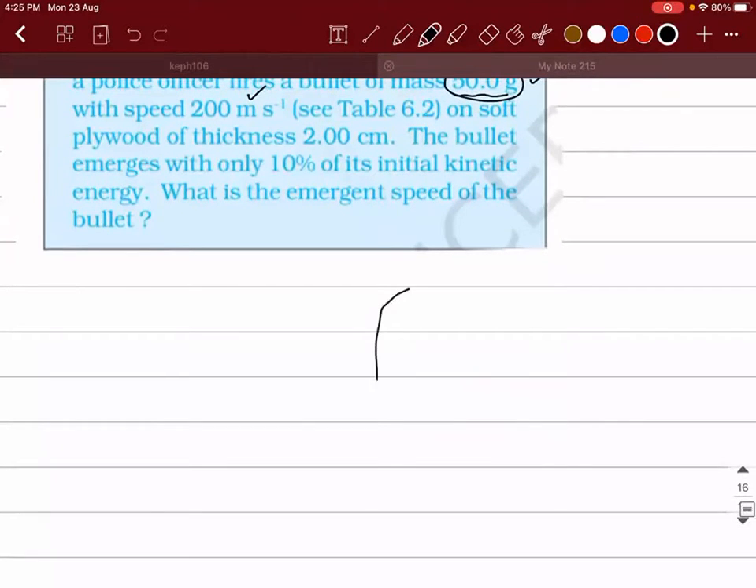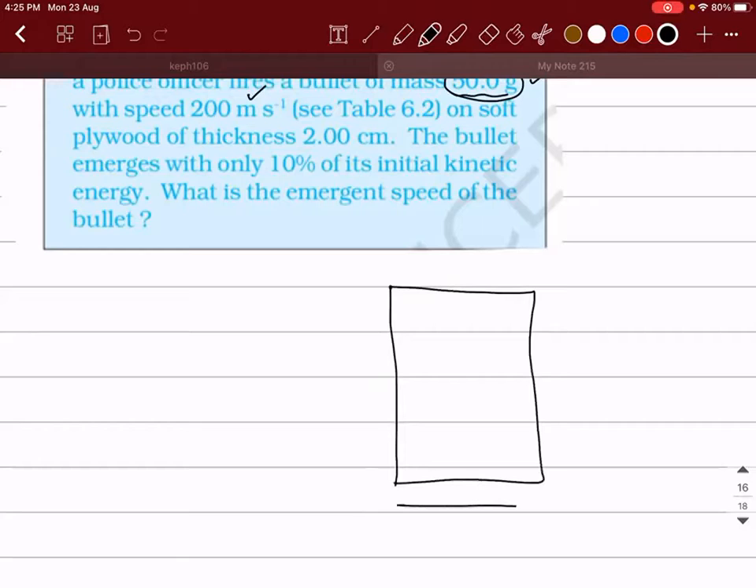You know what a plywood is, right? The plywood is of thickness 2 centimeter. It's very small. The bullet is traveling with that speed, so use common sense and tell me, will the bullet be able to come out of the 2 centimeter? Yes, sir, obviously. Because if you look at the speed, it is 200 meters per second, so 2 centimeter will be crossed in no time.